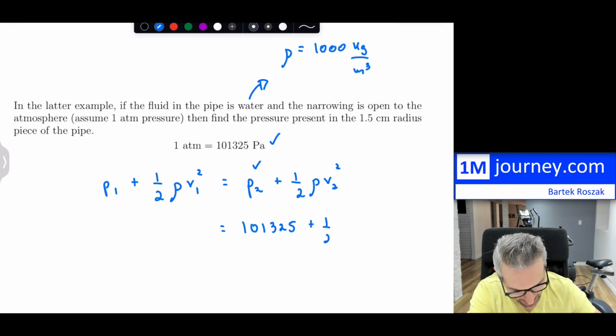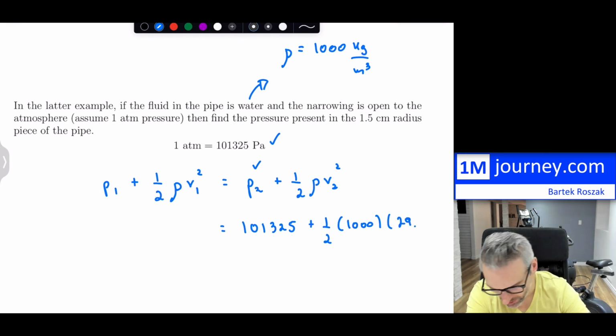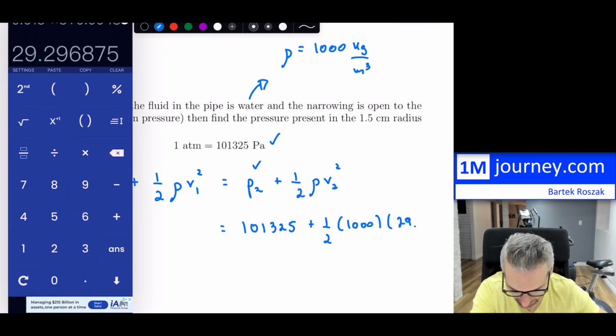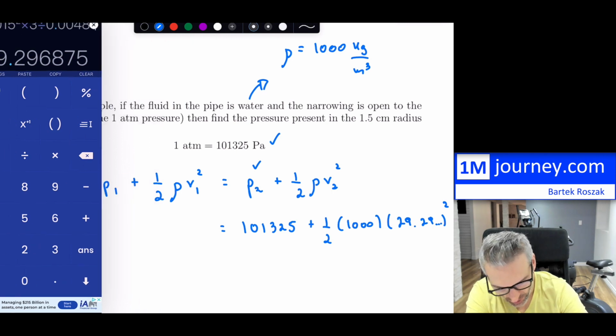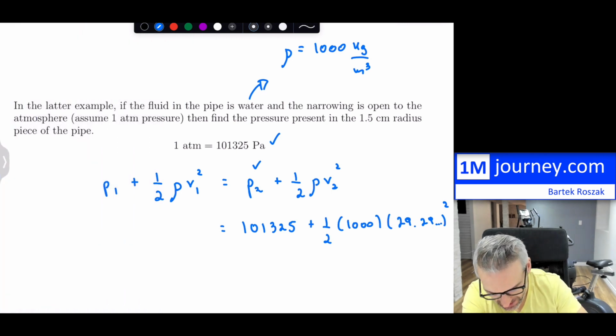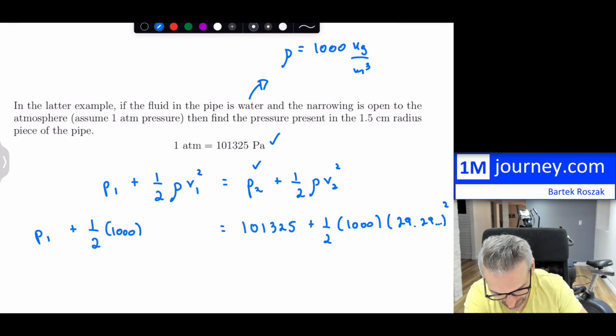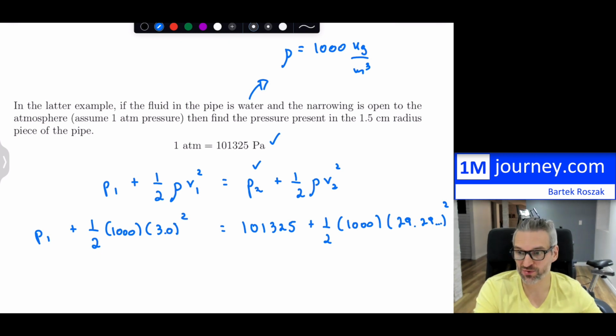Now the 1/2, the density is 1,000. The speed that we had, which is 29 point, I hope I kept it. I did keep it. So 29 point whatever, 29, etc. This is squared. So I have all of this. On the left-hand side, the only thing that's missing is pressure P1. I have 1/2, again, this is 1,000, and the speed, K, is just 3 squared. So I'm just really missing that pressure.